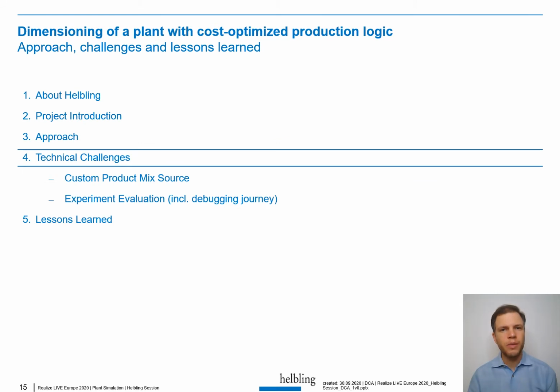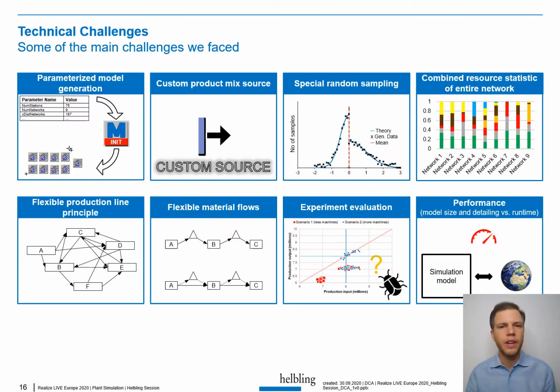Now let's talk about some technical challenges. This is an overview of the main technical challenges that we faced. To iteratively test different parameters with the experiment manager, we had to set up a parameterized model generation. To flexibly test various product mixes, we decided to program our own source. To achieve the wanted distribution with asymmetric upper and lower boundaries, we had to combine two normal distributions.